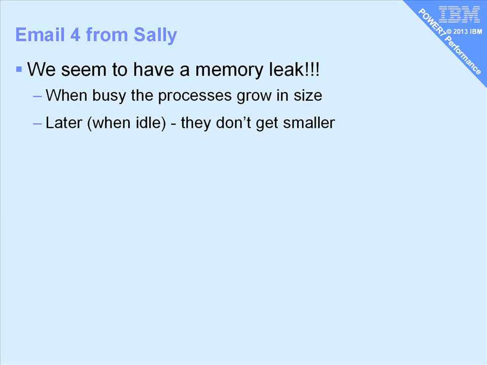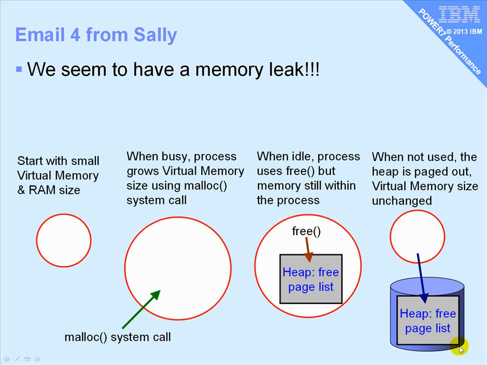Now, Sally says she's been monitoring the processes. When they're busy, they grow in size, that's expected, but later on, when they're idle, they don't get smaller. Obviously, they're leaking memory. Normally, this is not true, and I hope to explain it in the next file or two. So what's happening here?